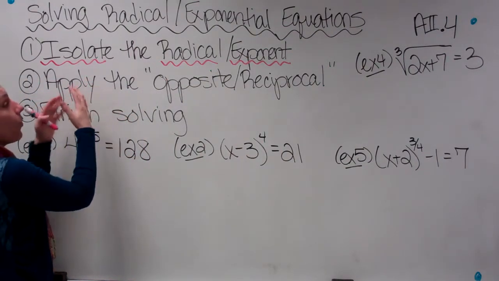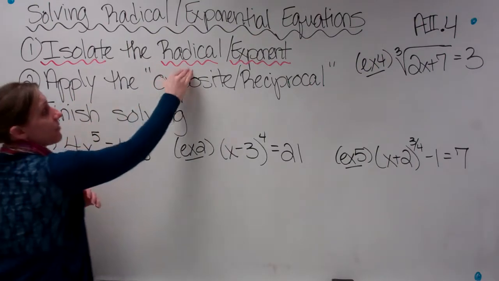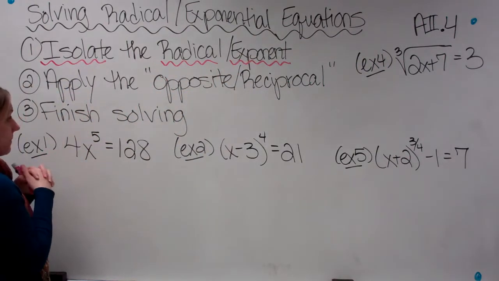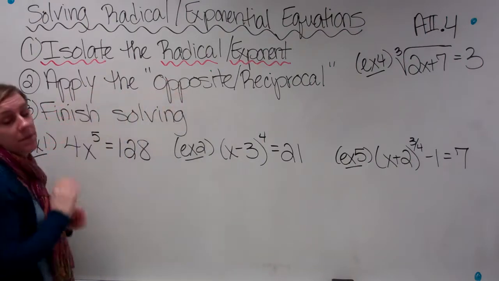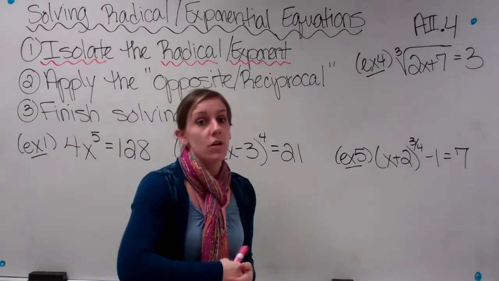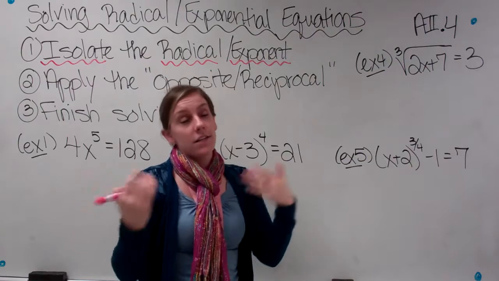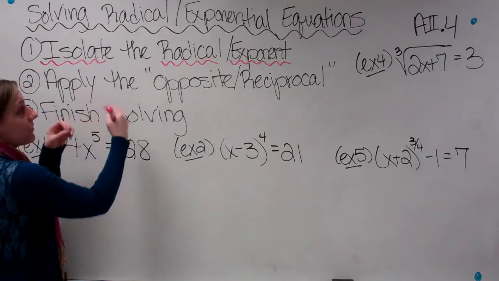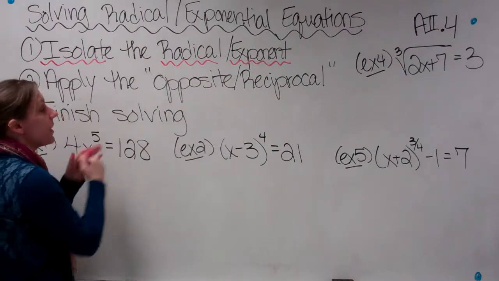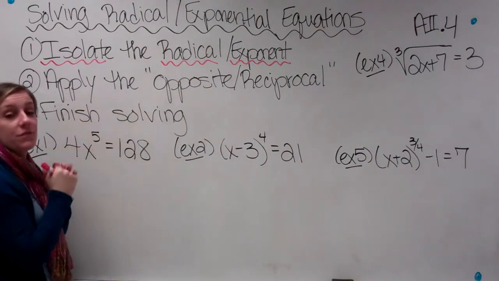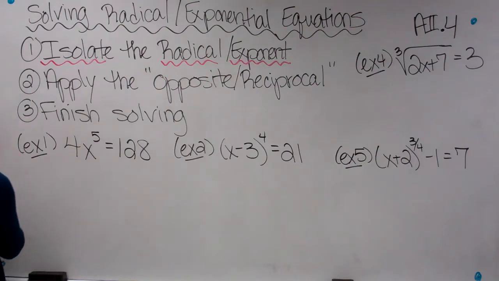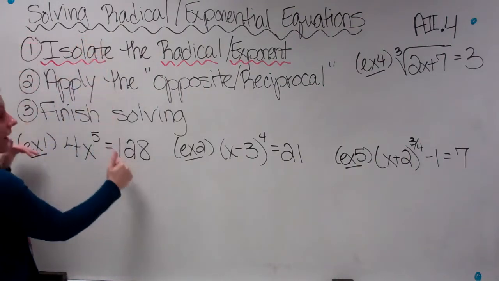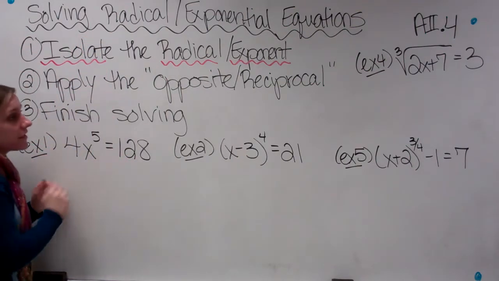Then, once it's isolated and all we have is the radical or the exponent, we apply the opposite. It's just like solving: if you were multiplying, you divide; if you were adding, you subtract. And then, after you take it out of that radical or out of that exponent, if you need to, you just finish solving like you would a regular equation. So let's apply these rules to this. And this is actually going to go really quick.